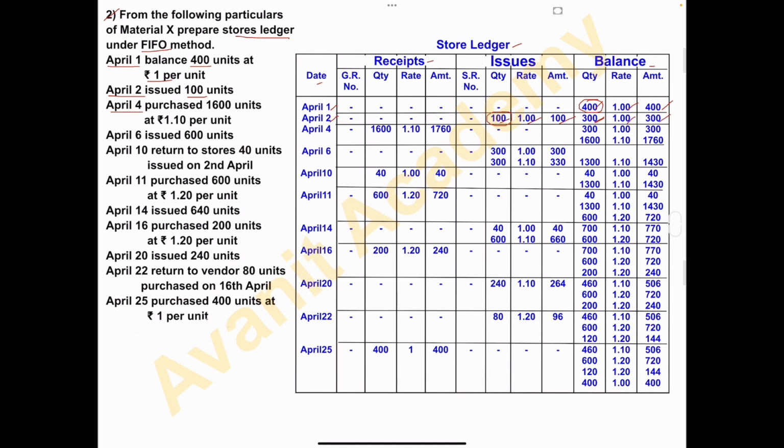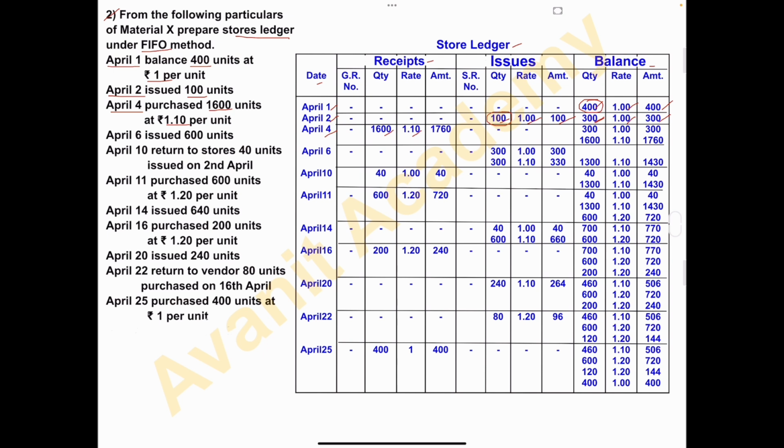April 4, purchased 1,600 units at rupees 1.10 per unit. Purchase will be written in the receipts column, April 4th, GR number nil. So how many units are purchased? 1,600. Write here in quantity. And the rate per unit is 1.10.